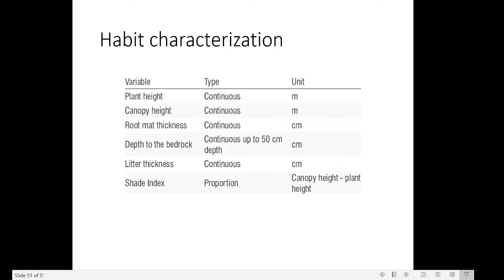biodiversity related sums. What is habit characterization? If you take a plant, you can describe the plant height, root, depth of the root. These are all habit characters, shape index. Habit characters are a very important thing in biological experiments. If you provide nutrients to a plant, its height is very high. Without nutrients, its height is very low. These are all habit characterization.